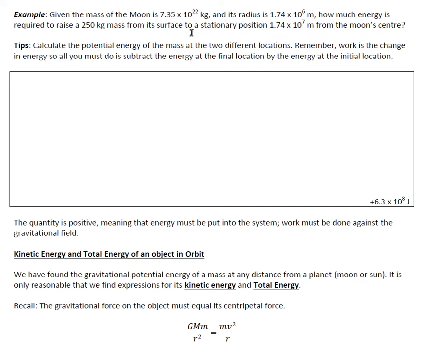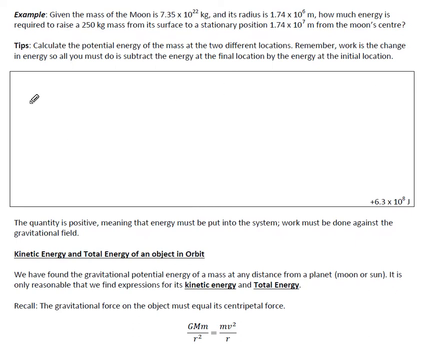So here's an example. We have the moon, and we want to raise an object that's 250 kilograms of mass from its surface to some stationary position above the moon. So we're given our two distances, basically increasing from going from point A to point B. Again, potential energy in itself doesn't really mean much, but we're always interested in the change in energy, because if we want to go from point A to B, that difference in energy will tell us how much energy is required to get from point A to point B.